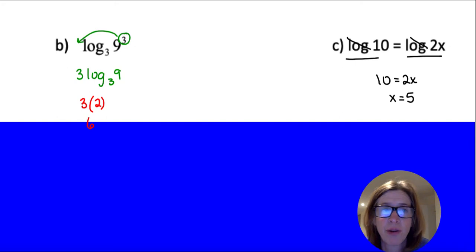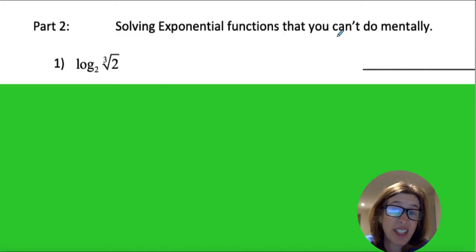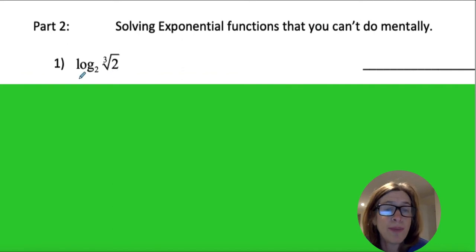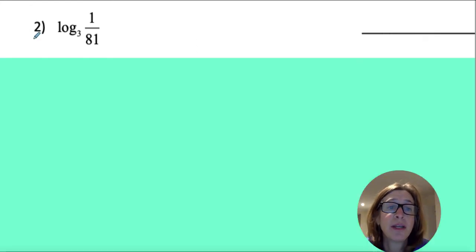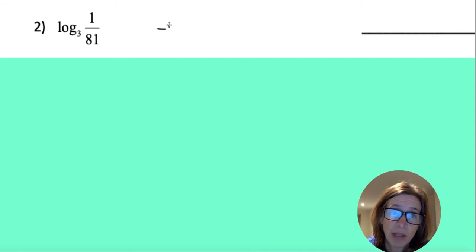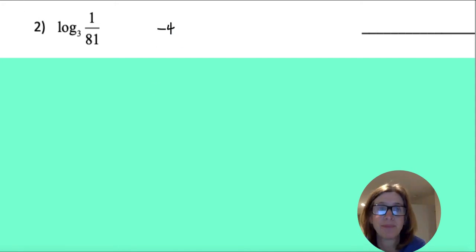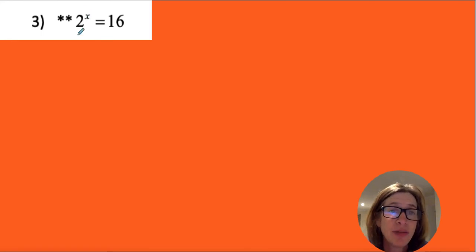But we're going to take a step further, and we're going to talk about how we could solve exponential equations that you can't do mentally. So mentally means you can see it right away. Now, at this point, we've been practicing these, and I think you can see mentally that 2 to the 1/3 power would give me the cube root of 2. You might also see that 81 could be written as 3 to the 4, so this would become negative 4. Again, that's mentally. Here, 2 to the x, you could change the bases if you can't see it mentally, and you could see then that x has to be 4.